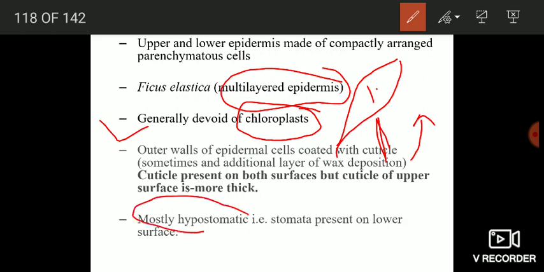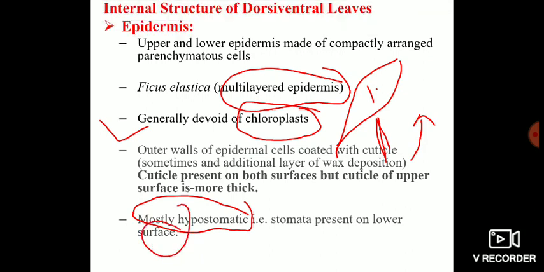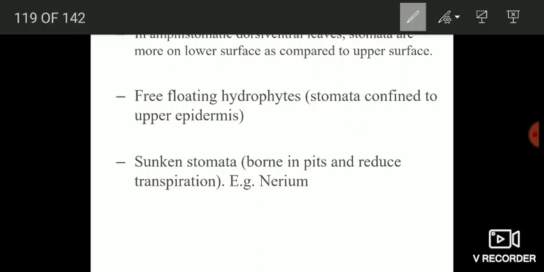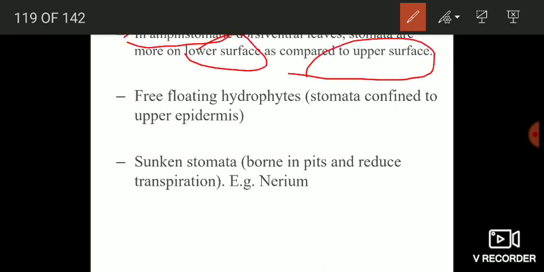Mostly these leaves are hypostomatic, which means stomata are present on lower surface, but there are some cases where stomata have been found to occur on both upper and lower surface, although they are more on the lower surface as compared to the upper surface. Such a condition is known as amphistomatic condition.